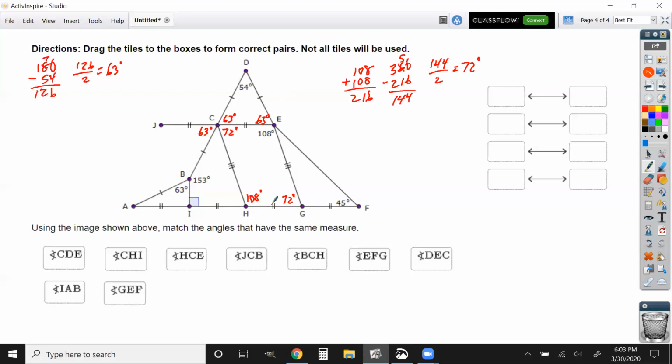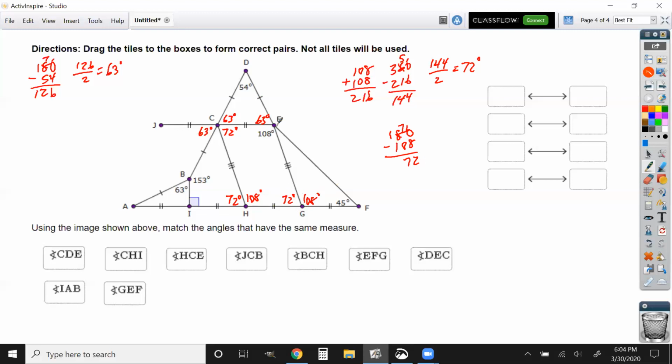Now I do notice that this angle and this angle, they make a straight angle. See how this makes a straight line? Well, that would be 180 degrees by itself. So I'm going to take 180 minus 108, which is 72. So this must be 72. And interestingly, since this is 72, I bet you the other side here is 108. So that way it makes 180.